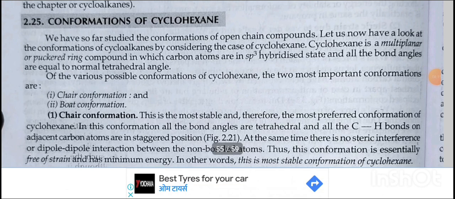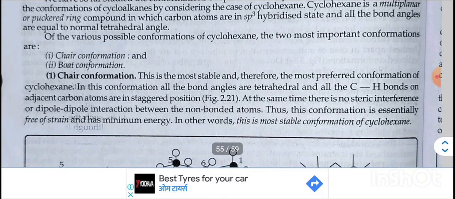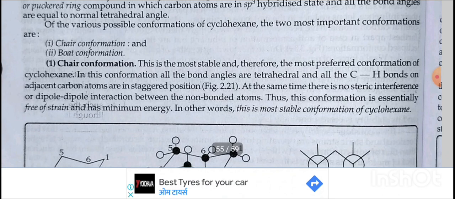Conformations of cyclohexane. We have so far studied conformation of open chain compounds. Let us now have a look at conformation of cycloalkanes by considering the case of cyclohexane. Cyclohexane is a multiplanar or puckered ring compound in which the carbon atom is in the sp3 hybridized state and all bond angles are equal to the normal tetrahedral angle. Of the various possible conformations of cyclohexane, the two important conformations are the chair form and the boat form.